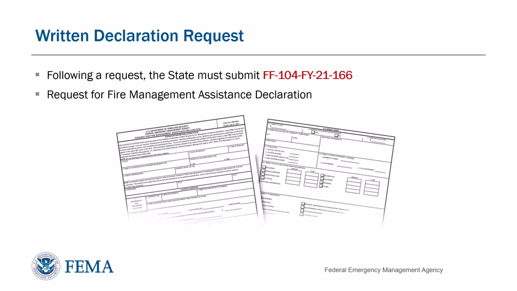So the state must complete and submit Form FF 104-FY-21-166, the Request for Fire Management Assistant Declaration, as part of their declaration request. They can also make a verbal request, and an electronic copy of this form is available on the FEMA website at the Public Assistance Project Templates and Forms at FEMA.gov. It's also important to remember that the state, not FEMA, is responsible for completing this information.